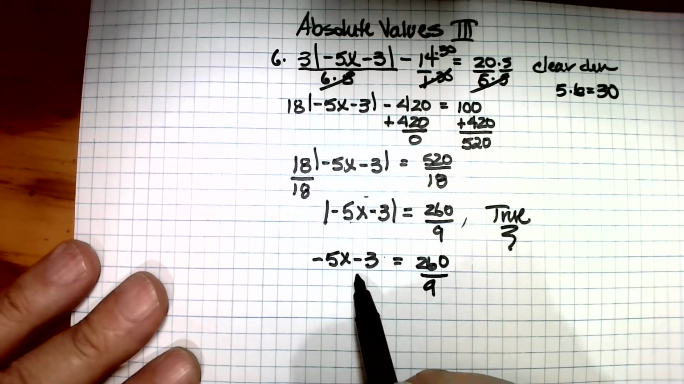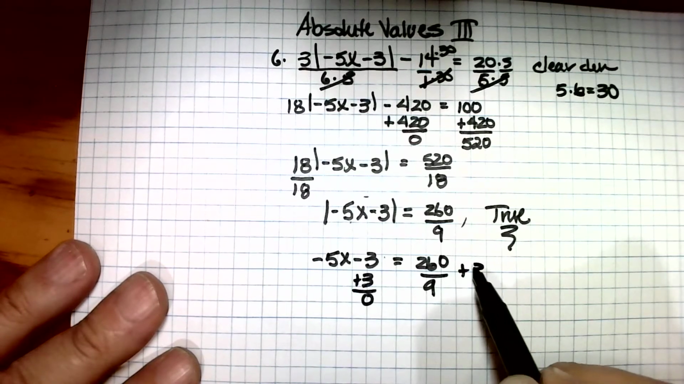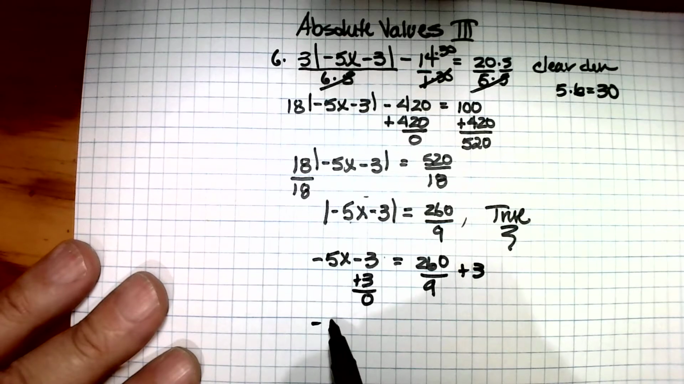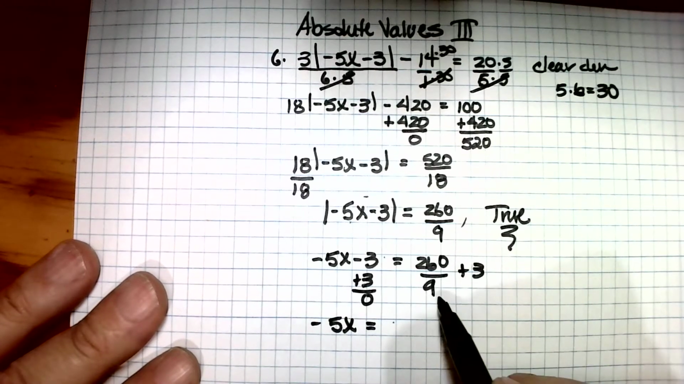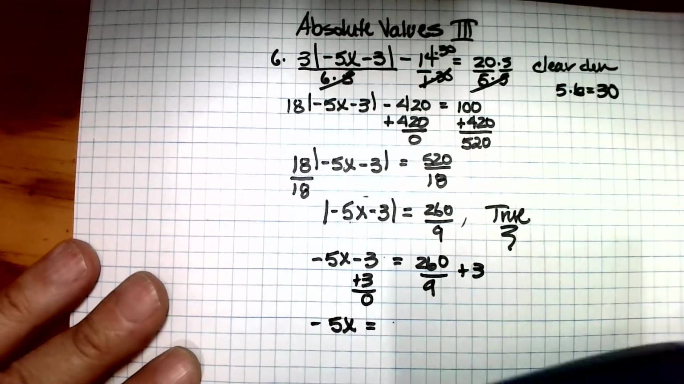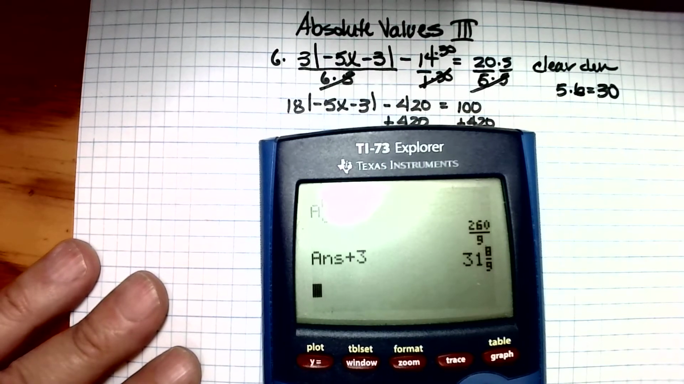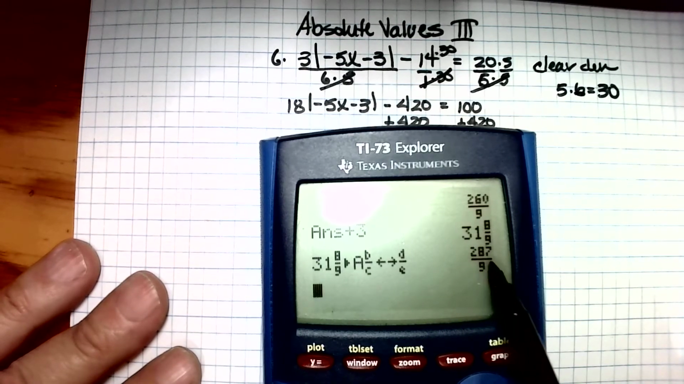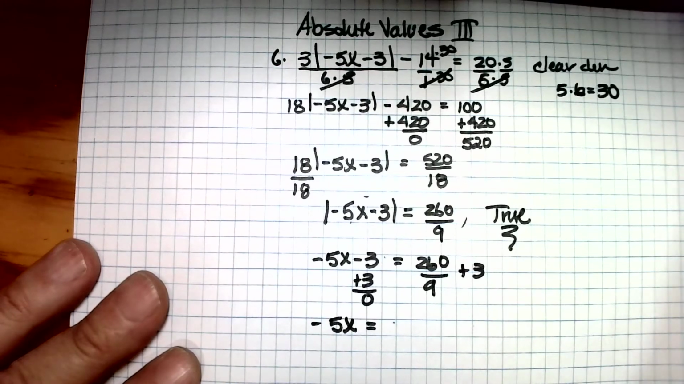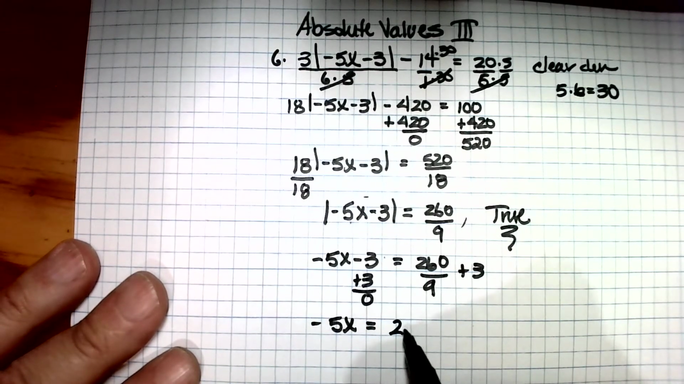So I will add 3 to each side. That goes to 0. And I get a negative 5x equals 260 divided by 9 plus 3. So let me do that. That's 260. I'm just going to add 3 to it. And let me change it back to an improper fraction: 287 over 9.